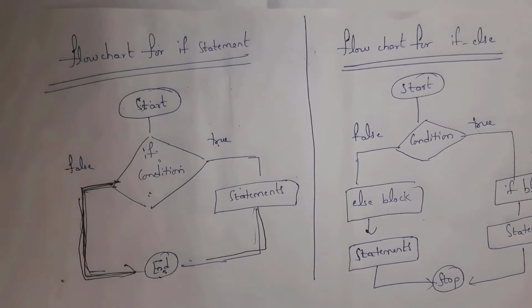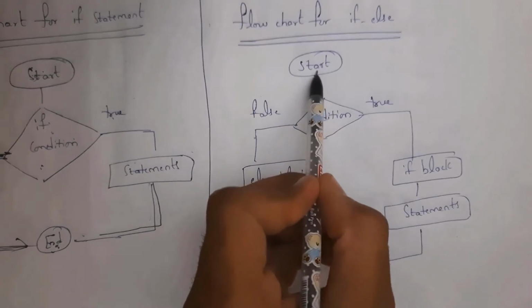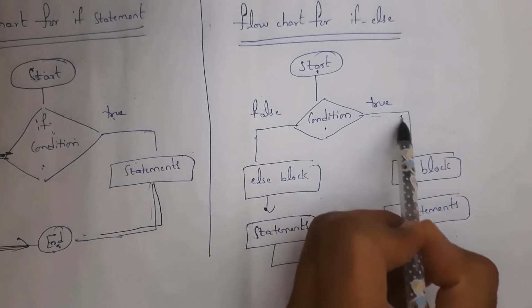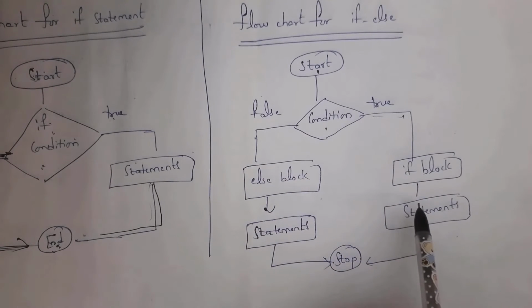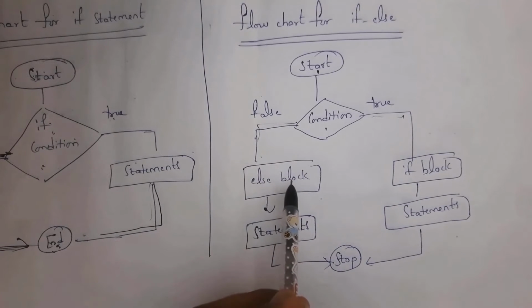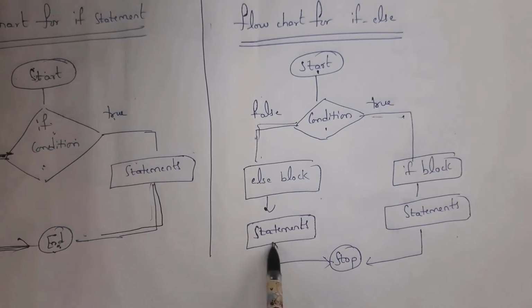Next I will explain the flowchart for the if else statement. This is the flowchart for the if else statement. At first you need to write start in an ellipse and give the condition in a rhombus. If this condition is true, then whatever statements are present inside if will be executed, and if this condition is false, then whatever statements are present inside else will be executed, and at last give stop in an ellipse.